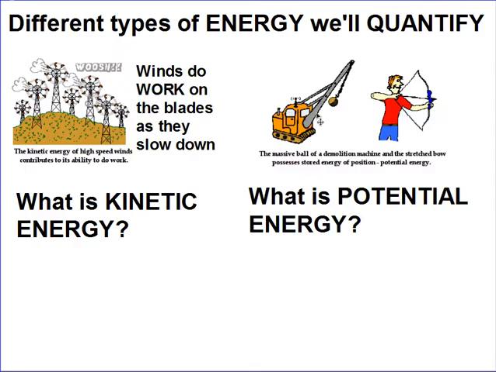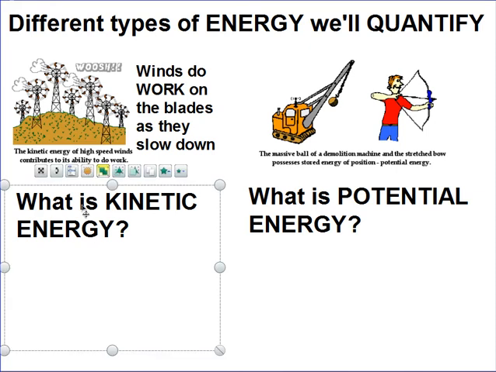Now we have different forms of energy that we're going to quantify here. We want to look at kinetic energy, and then later on we'll talk about potential energy. Let's talk about each of these briefly. Winds do work on the blades as they slow down. So as the winds come in and hit these blades, they can do work on those blades and cause them to spin. Those blades would be connected to a generator of some sort, generating electrical energy.